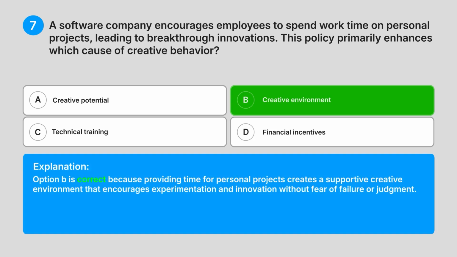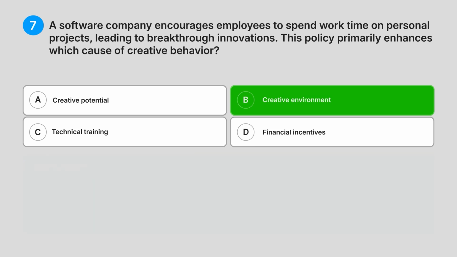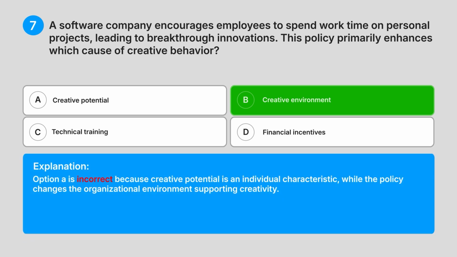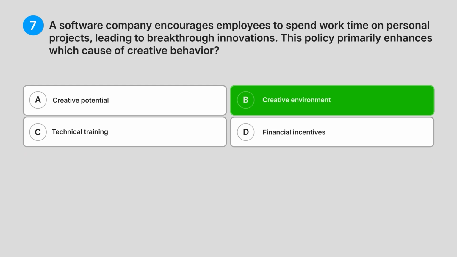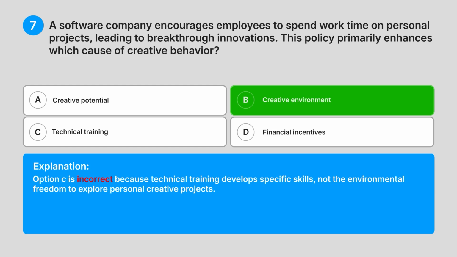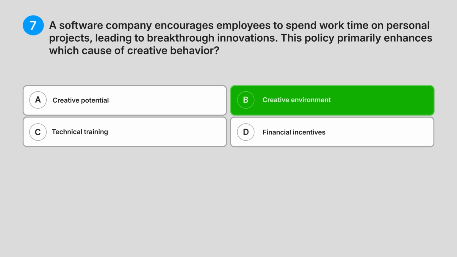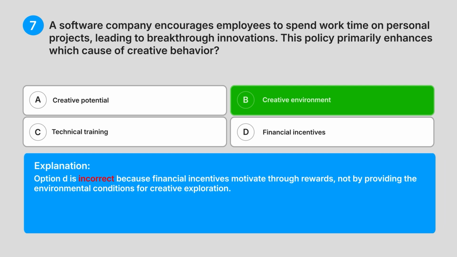Explanation. Option B is correct, because providing time for personal projects creates a supportive creative environment that encourages experimentation and innovation without fear of failure or judgment. Option A is incorrect because creative potential is an individual characteristic, while the policy changes the organizational environment supporting creativity. Option C is incorrect because technical training develops specific skills, not the environmental freedom to explore personal creative projects. Option D is incorrect because financial incentives motivate through rewards, not by providing the environmental conditions for creative exploration.